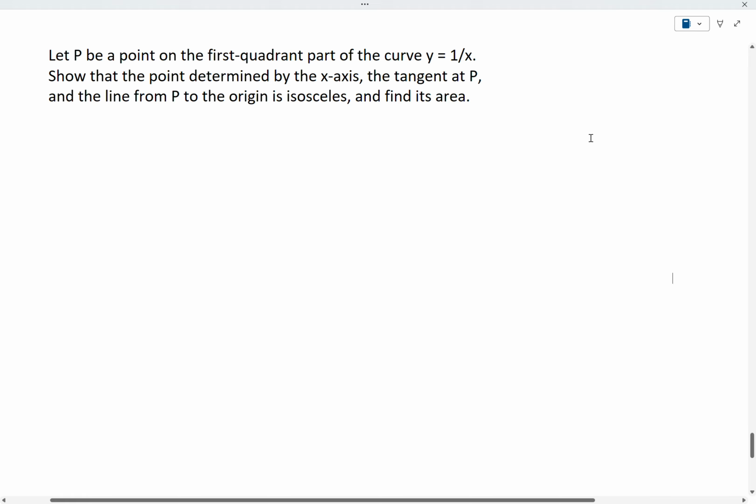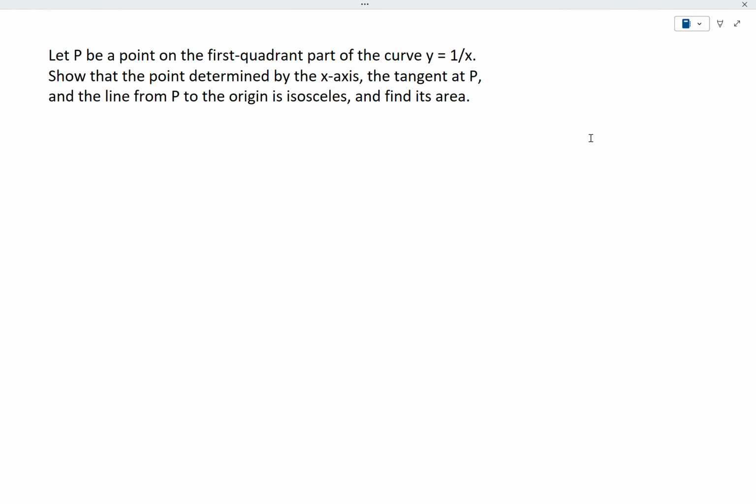In this video, we're going to be doing a problem that's related to the tangent of the curve y is equal to 1 over x. So here's the problem right here. Let P be a point on the first quadrant part of the curve y is equal to 1 over x. Show that the triangle determined by the x-axis, the tangent at P, and the line from P to the origin is isosceles, and find its area.